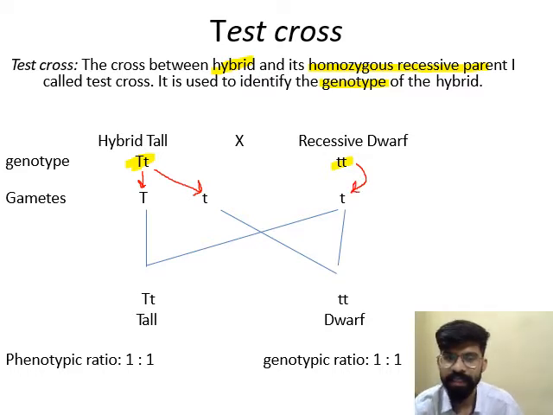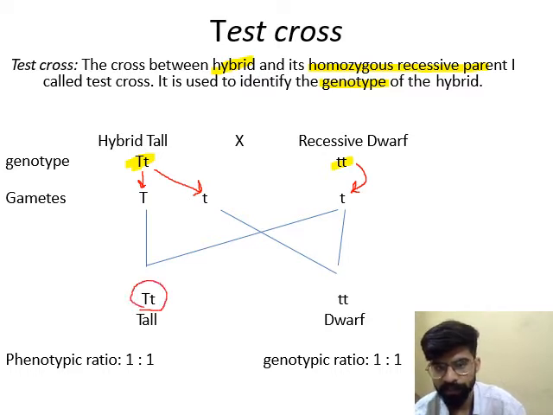These gametes get randomly rearranged to give the expression in the next generation. So capital T will arrange with small t to form a tall plant, and small t will arrange with small t to form a dwarf plant. So when we ask about the ratio of test cross, then the ratio will be 1:1 phenotype or 1:1 genotype.